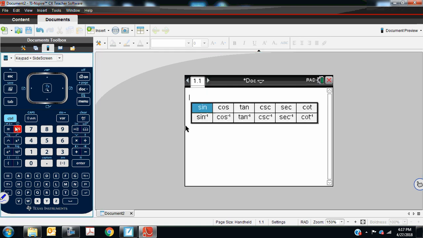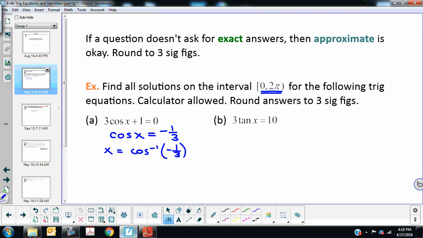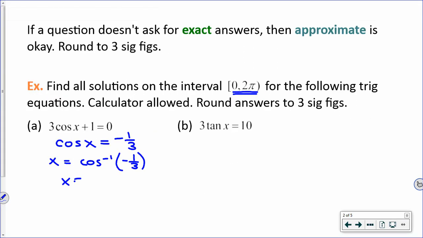Now I can go to trig, inverse cosine, and the ratio was negative 1/3. Problem is, it gives us a single answer, 1.91 radians. So if I go back to my document, I'm going to write 1.91 radians is one of the answers, and that's a perfectly good answer.